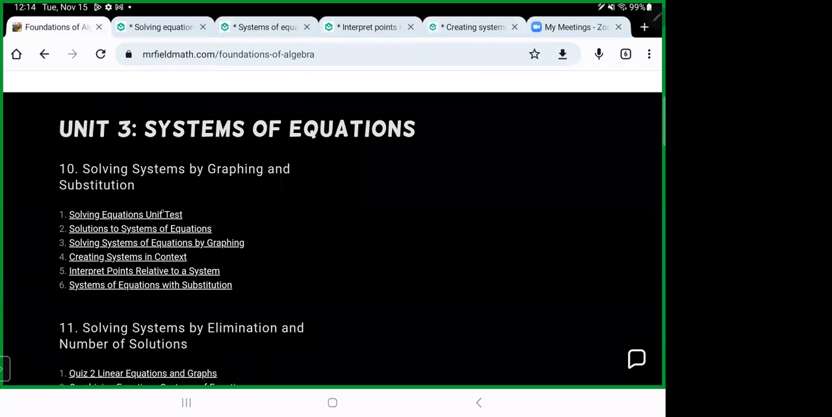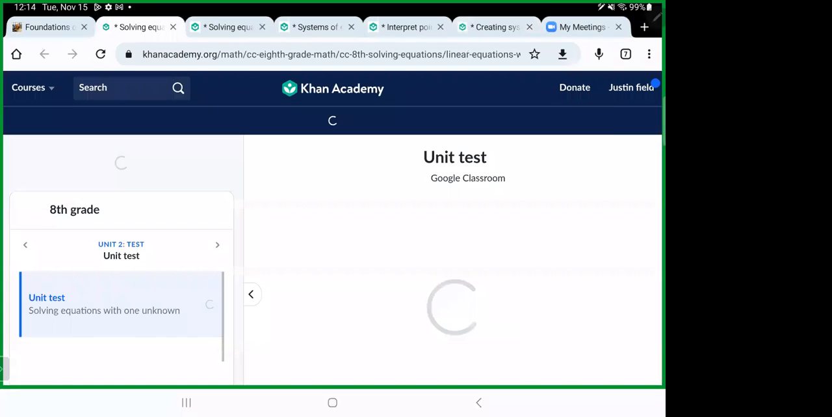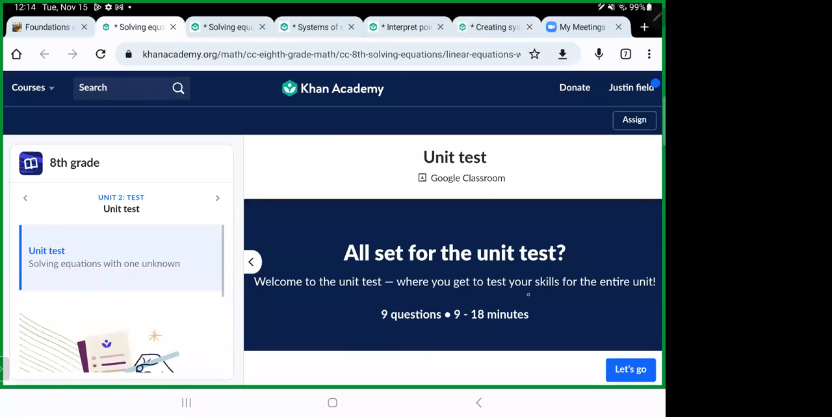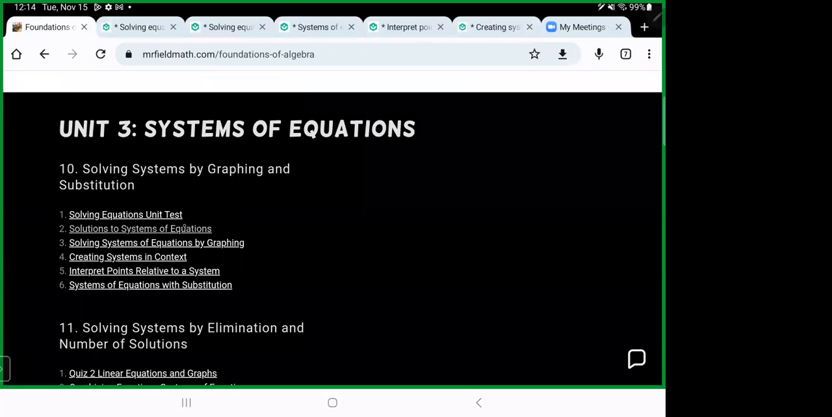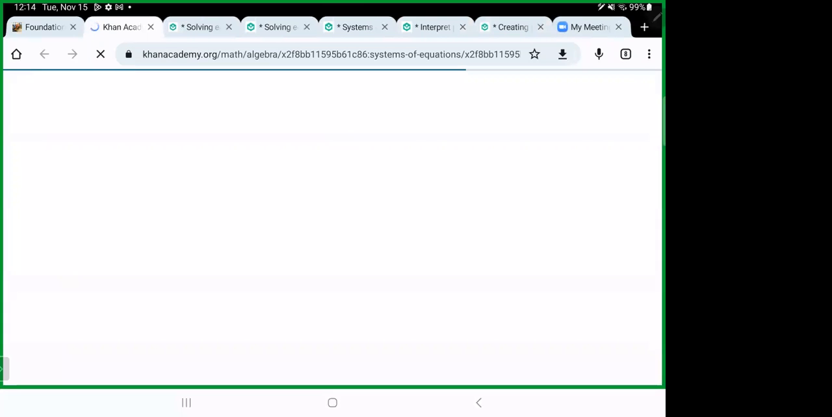Yeah, the solving equations unit test. So as you know, that one, you should already know how to do all of this. So I'm not going to include any examples from this, but feel free to put them in the organizer. And let's start out with solutions.